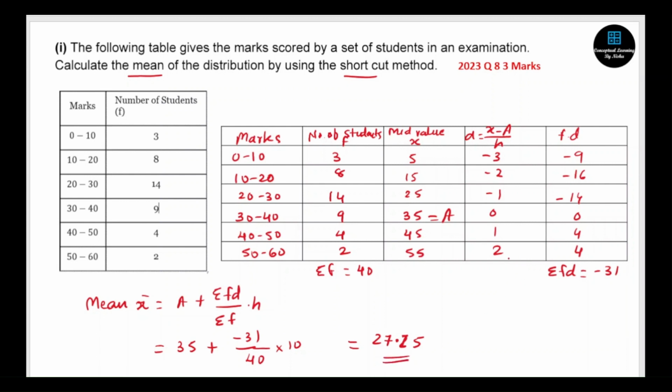So 27.25 is the mean of this data. What I can say now is that the data represents 27.25 marks. Perfect.